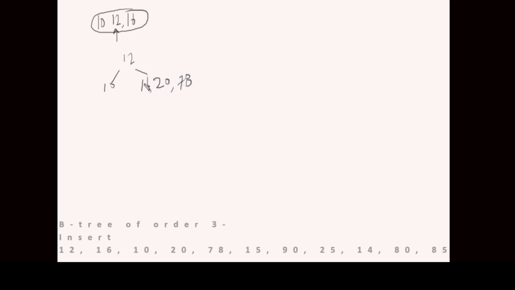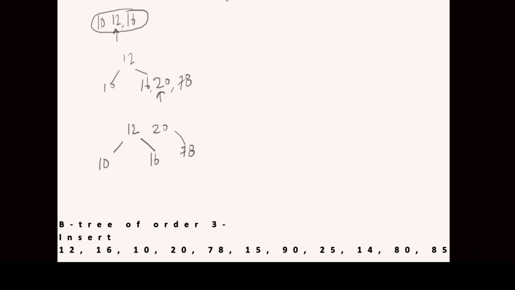Now this is going to violate the requirement. So we are going to split from 20. So what we get is something like this. 12. Here we have 10. Here we have 16, then 20, and then 78. Okay. So we are done.